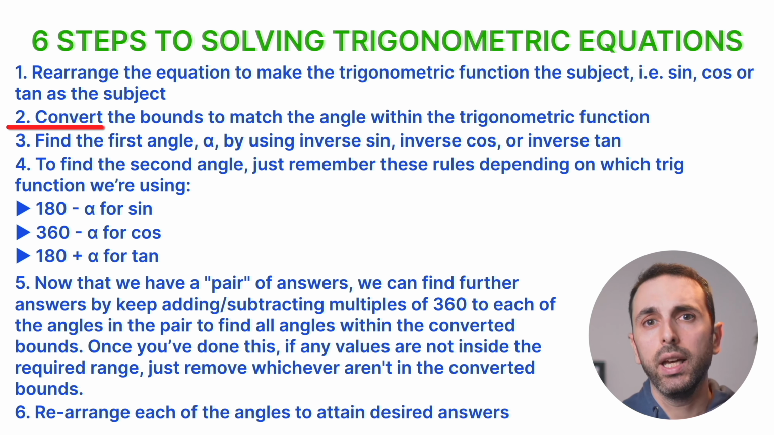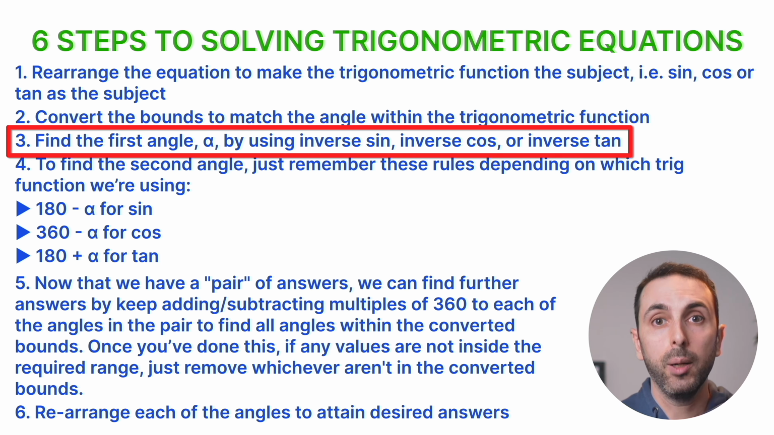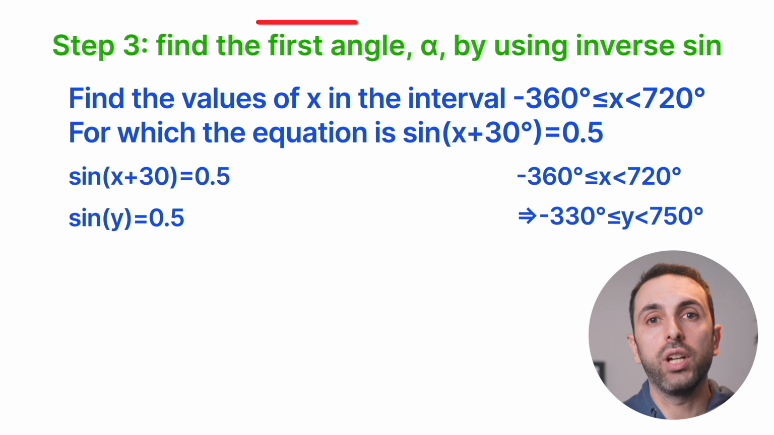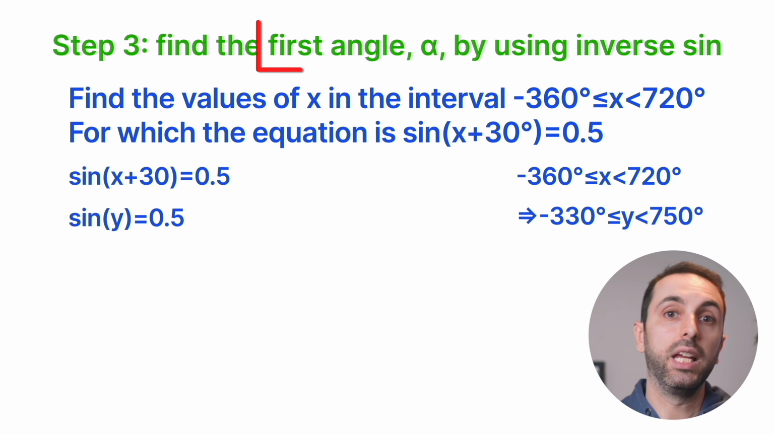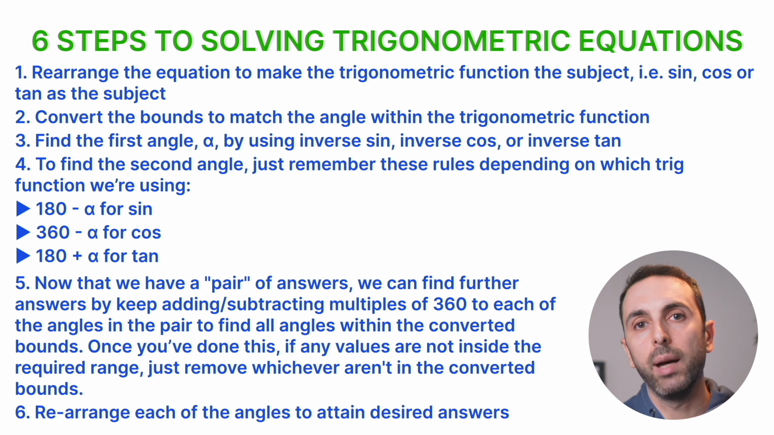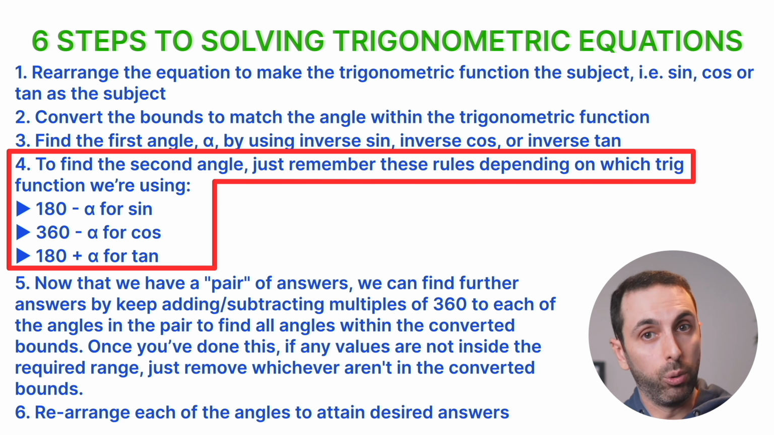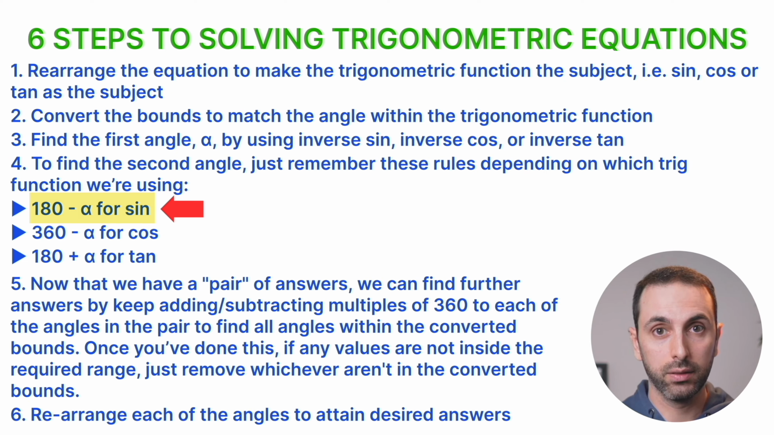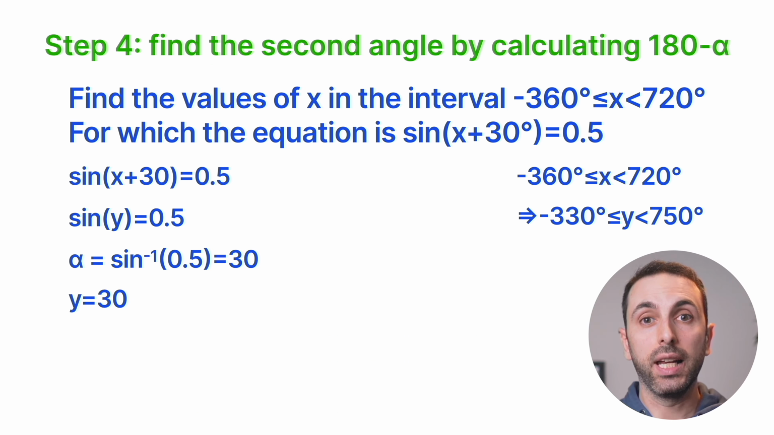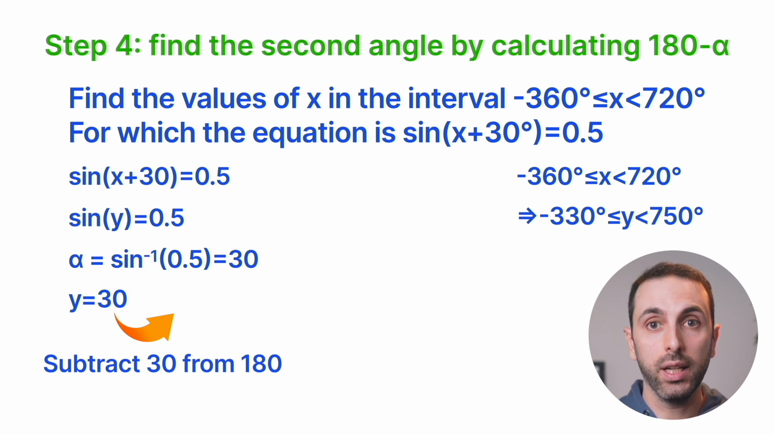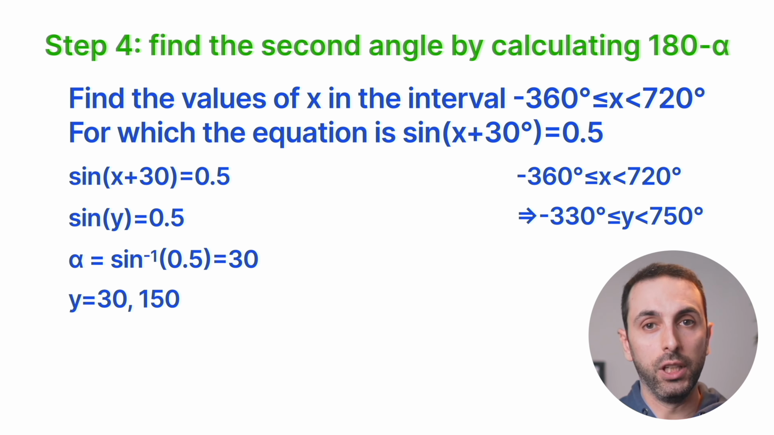Looking at the third step, it says we want to find the first angle, alpha, by using inverse trig functions. So in order to find the first angle, which I've labelled with alpha, I'm just going to apply inverse sine to half, which is 30 degrees. Looking at the fourth step, it says that we should follow these set of rules depending on which trig function we're using. Since we're dealing with sine, let's look at where it says 180 minus alpha for sine. All this is saying is that in order to find the second angle, we subtract this angle alpha, i.e. 30, from 180 to get our new angle of 150 degrees.